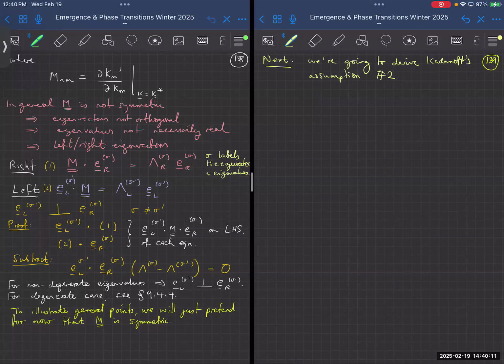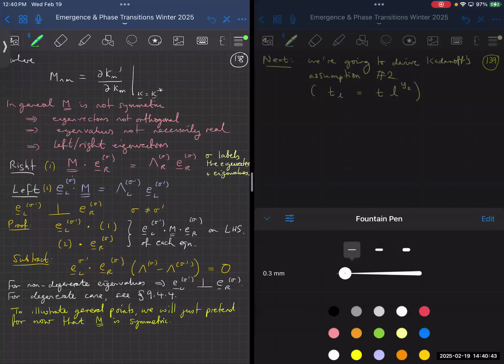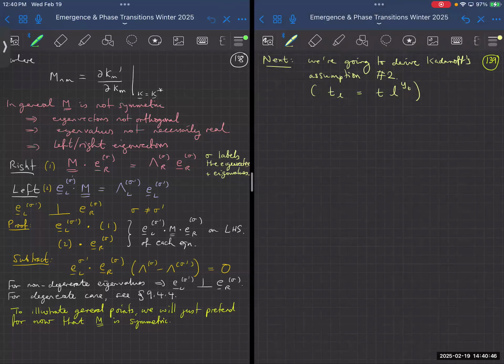Kadanoff's assumption number 2 was that if I ask how the reduced temperature scales with the coarse graining size L, what he assumed without any justification other than it looked like it was going to give the right result, which it did, is that T sub L goes like T times L to the Y sub T. And now I want to show you where that comes from. So let's see how this actually works.